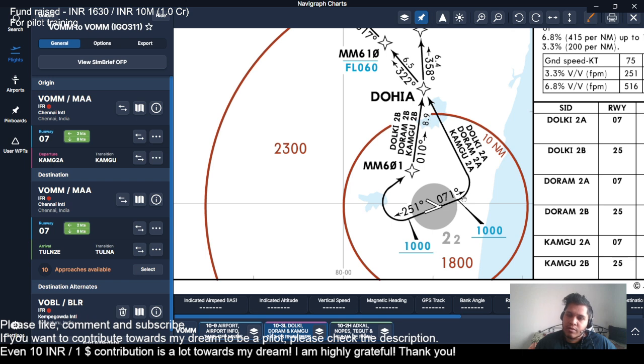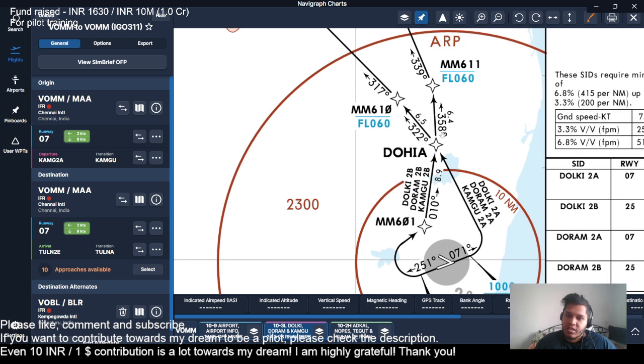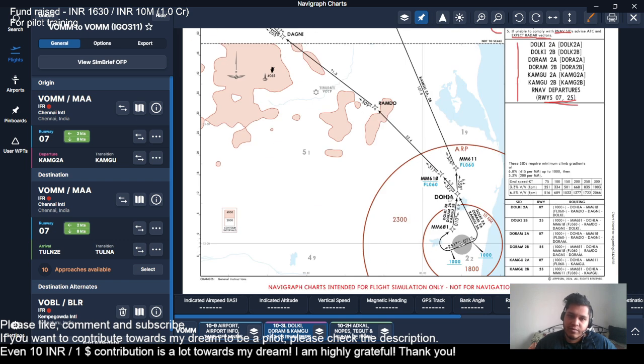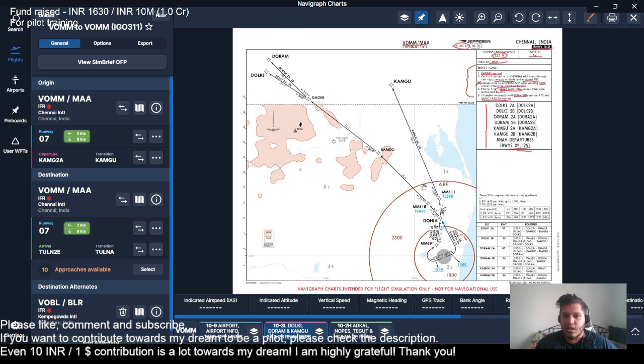If you are going from runway 71, you will be following Dolki 2 Alpha. But both the SIDs will meet at Dohia. So after Dohia, it is the same for both 2 Alpha and 2 Bravo. Same for Doram 2 Bravo, they meet at Dohia. Kangu 2 Bravo is also meeting at Dohia. So that's why all of these SIDs are in one chart.